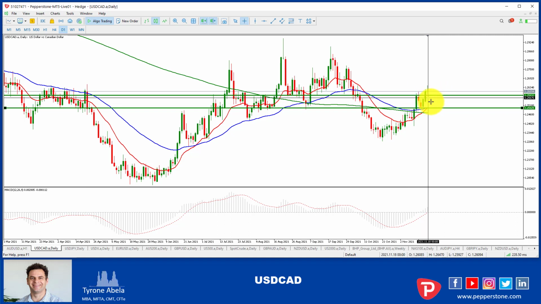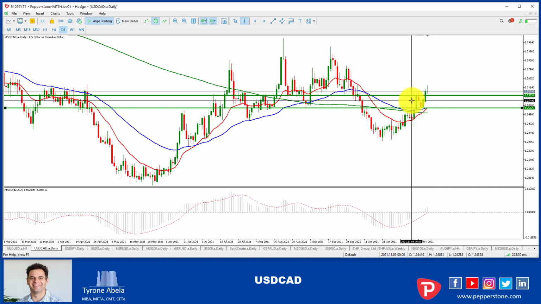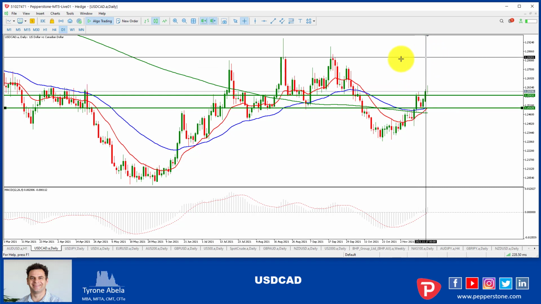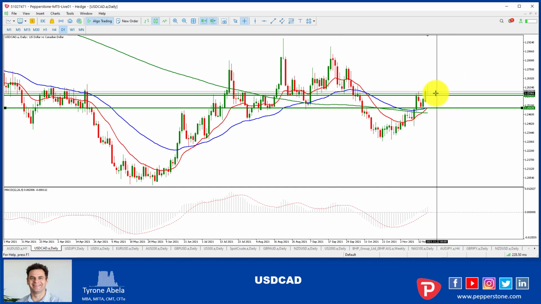Consolidation above that area here, around that 125.80 to 126.20 area. If we consolidate inside there for a little while, then that gives us a good launching pad to push up higher into the 128, which is I think where it really wants to go, which is around these levels here. So just one to watch.